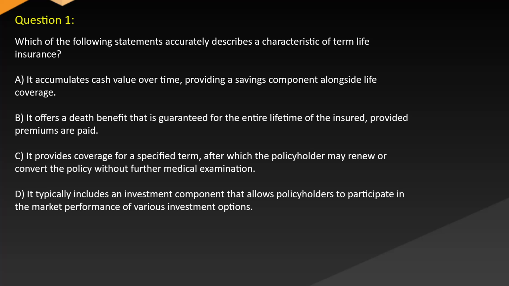Question 1. Which of the following statements accurately describes a characteristic of term life insurance? A. It accumulates cash value over time, providing a savings component alongside life coverage. B. It offers a death benefit that is guaranteed for the entire lifetime of the insured provided premiums are paid. C. It provides coverage for a specified term after which the policyholder may renew or convert the policy without further medical examination. D. It typically includes an investment component that allows policyholders to participate in the market performance of various investment options.